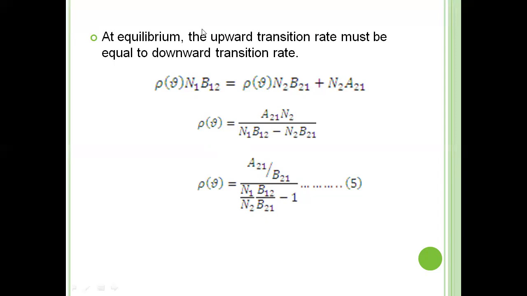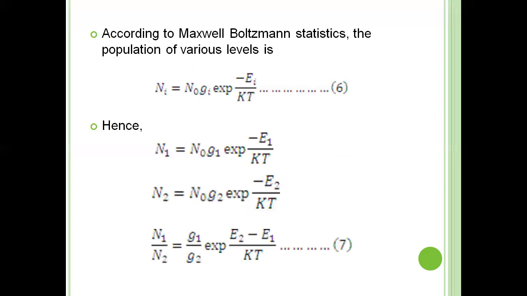So rho nu N1 B12, the stimulated absorption rate, is equal to the stimulated emission rate plus the spontaneous emission rate. Now just rearranging the terms and getting an expression for rho nu, the density of incident radiation: A21 N2 by N1 B12 minus N2 B21. From this, take N2 B21 common, and N2 will cancel out, and you are left with A21 by B21 divided by N1 by N2 into B12 by B21 minus 1. We are just going to compare this expression with Planck's law, sorry, Maxwell-Boltzmann law.